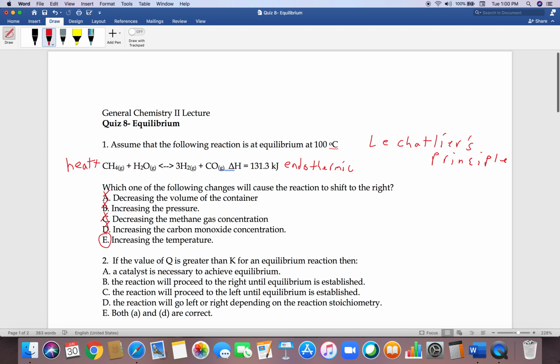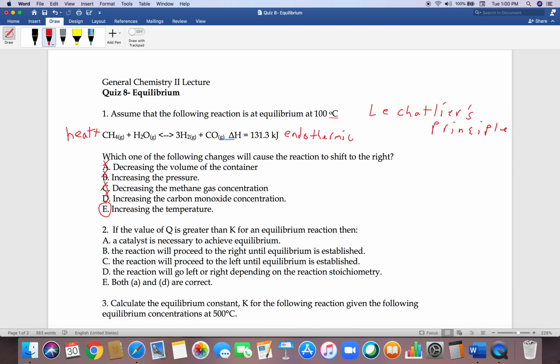The next question says that if the value of Q, the reaction quotient, is greater than K for an equilibrium reaction, then, okay, so this is just comparing Q to K. So there's some rules for Q and K. We have to see which of the following is true. If Q is less than K, the reaction is going to proceed to the right.